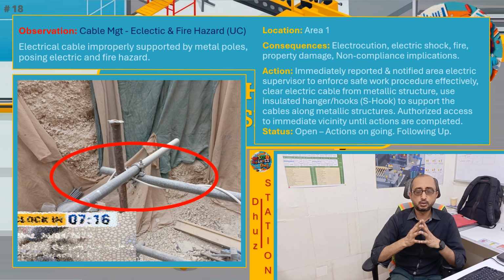Location is area one. Consequences: electrocution, electric burns, electric shock, fire, and implications of non-compliance. Action taken: safety team reported the issue, notified the area electric supervisor to enforce safe work procedures effectively and clear all the electric cables from the metallic structure. Use insulated hangers or hooks. Generally, we use S hooks to support the electric cables where required. Electric team responded positively. Actions are ongoing. So the status of this observation is still open.